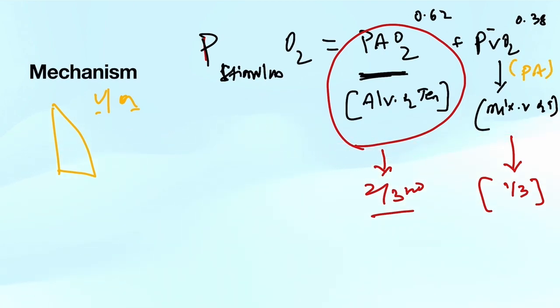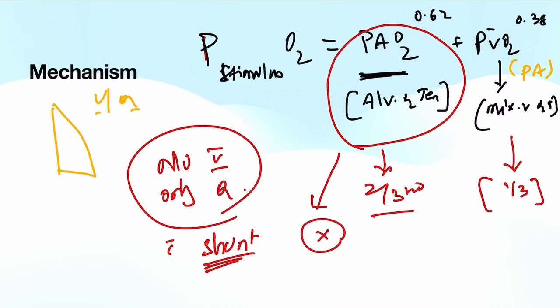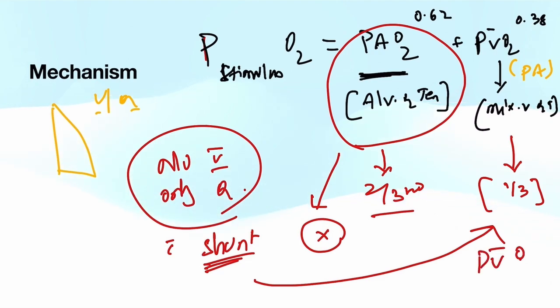So what happens when there is no ventilation and only perfusion, that means the areas with shunt? This component is absent, and the stimulus is directly dependent upon the one-third component, that is the central venous or mixed venous oxygen tension, right?